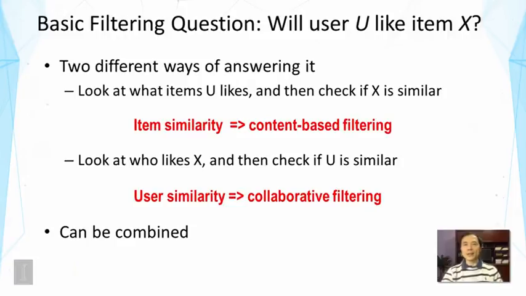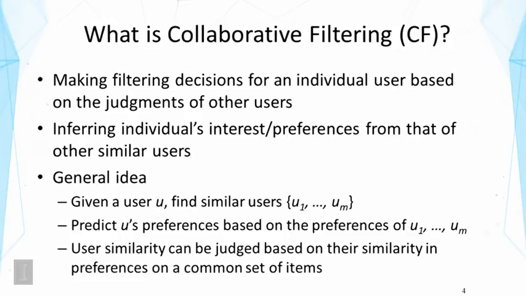U like item X. In the previous lecture, we looked at the item similarity. That's content-based filtering. In this lecture, we're going to look at the user similarity. This is a different strategy called collaborative filtering. So first, what is collaborative filtering? It is to make filtering decisions for an individual user based on the judgment of other users. And that is to say, we will infer individuals' interests or preferences from that of other similar users.